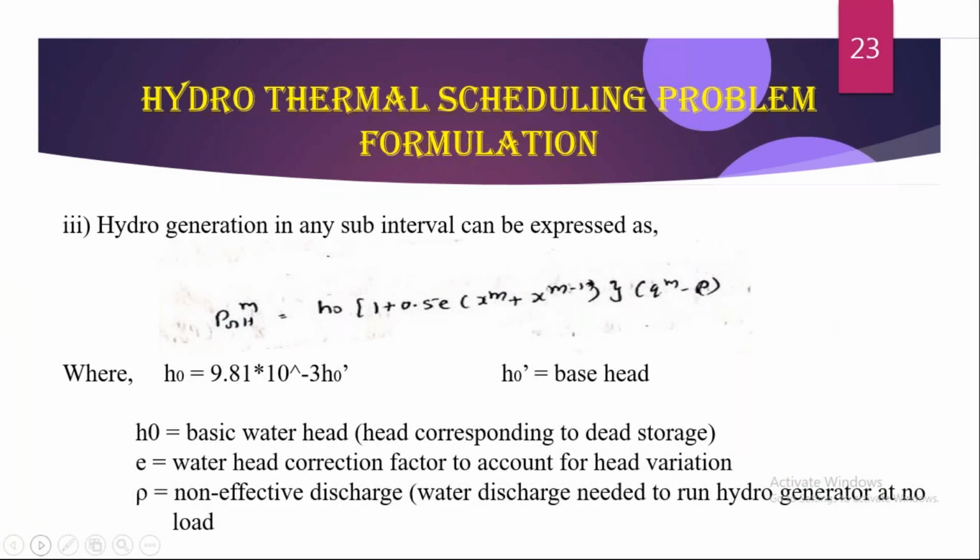Next, the third one. The third one is the hydro generation in any subinterval, which can be expressed as.